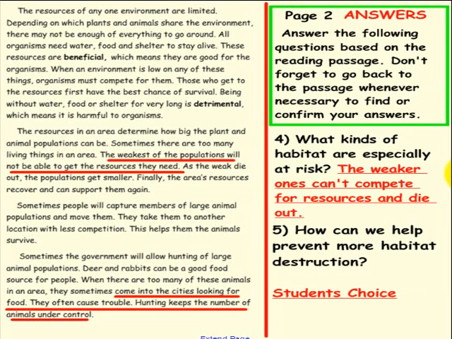Okay, here's what we have as our answers. Question 4. What kinds of habitat are especially at risk? The weaker ones can't compete for resources and die out. Question 5. How can we help prevent more habitat destruction? Hopefully you came up with a good series of questions and answers.